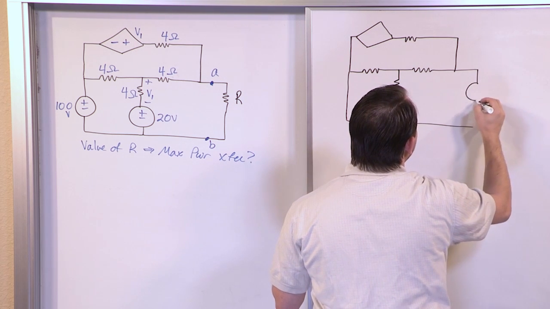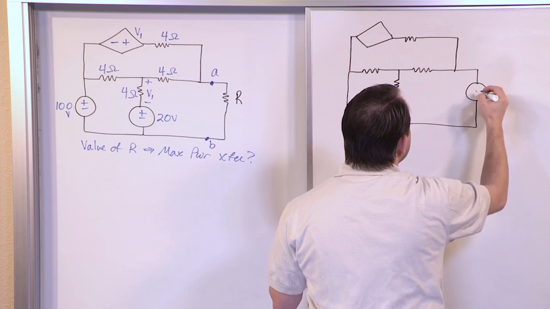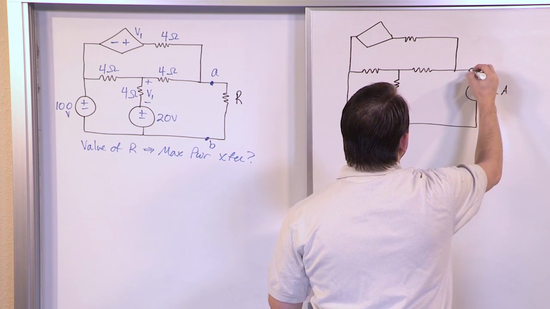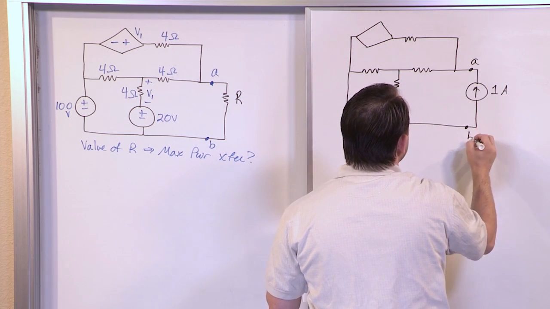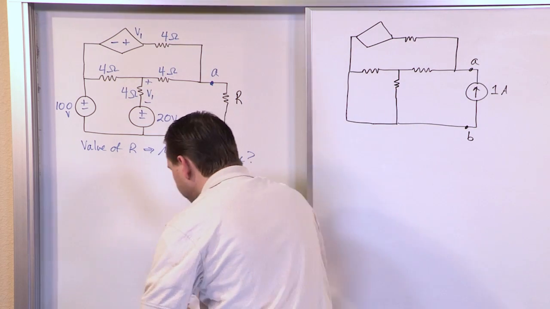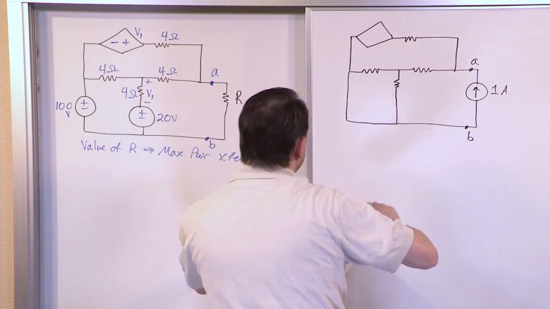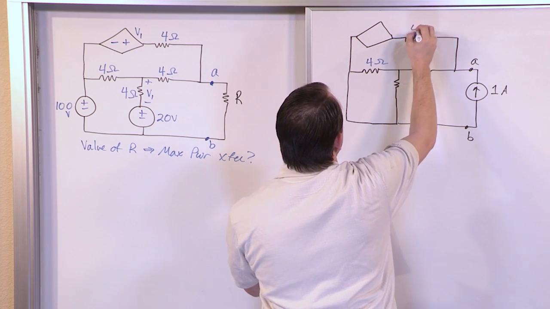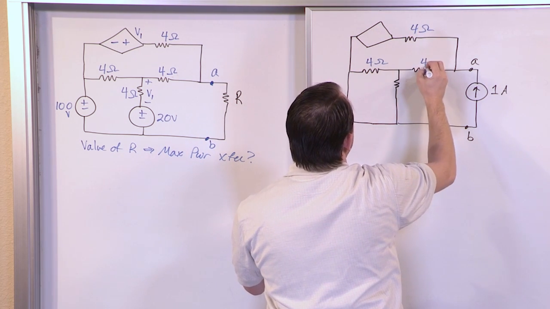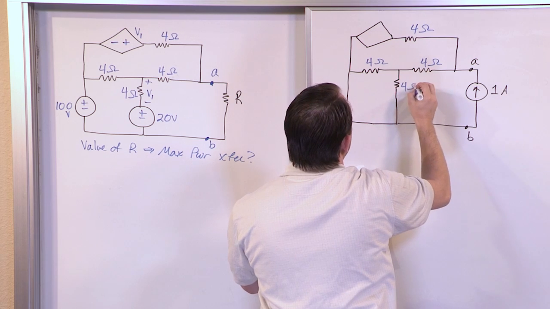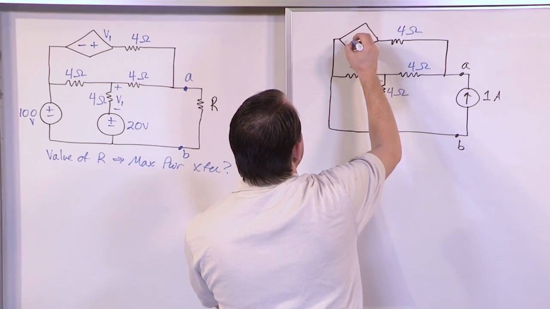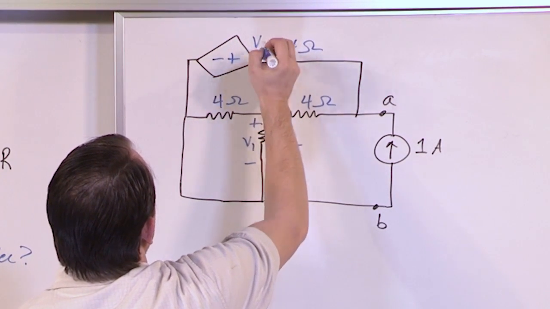We're going to hook up a test source. I like to use current sources, so I'm going to hook up a 1 amp source. And you can just label this terminal A and label this terminal B. Now let's go ahead and do some more labeling here. So everything here is pretty much 4 ohms. So this is 4 ohms, this is 4 ohms, this is 4 ohms, this is 4 ohms. Now the voltage V1 is across here, this is minus plus, and this is V1.